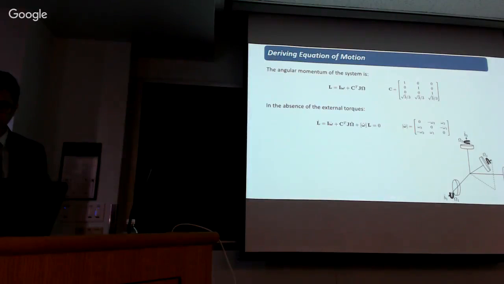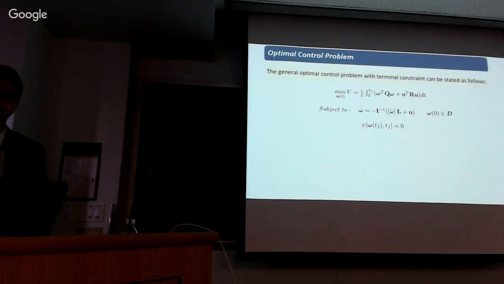From this equation, I can find the equation of motion, and I will assume the term C transpose J cap omega dot as my control input. It's a kind of acceleration of the reaction wheels. So now I can present my optimal control problem for this spin stabilization problem.